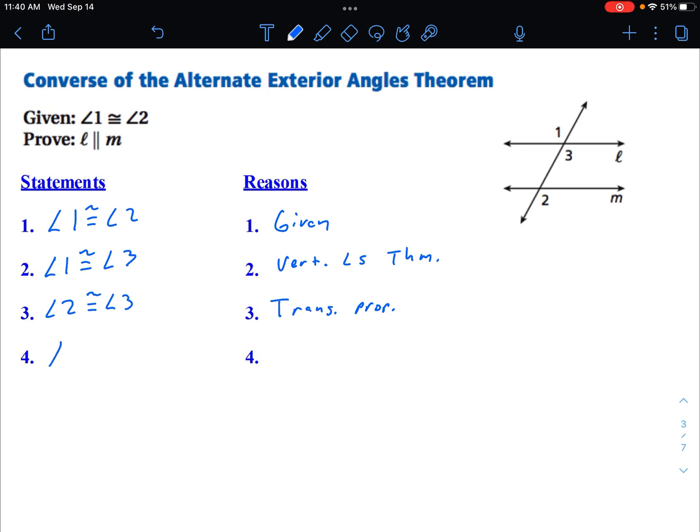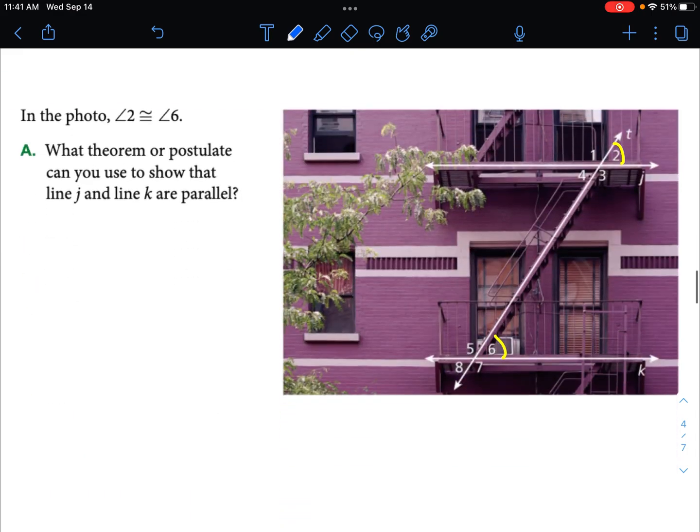Which in step 4, we can say L is parallel to M because 2 and 3 are corresponding angles. We just said they are congruent, so that would be the converse of corresponding angles postulate. Meaning we have 2 corresponding angles that are congruent. In that case, they must be on parallel lines, so L is parallel to M. And again, if we were to prove all 4 of those theorems, they would all look roughly the same. So we're just going to do one.